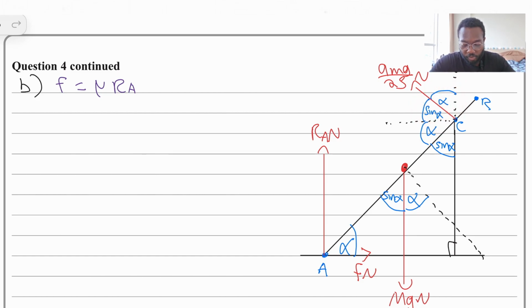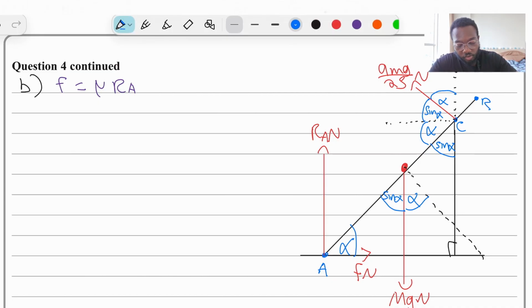And now using that, we can work out what our frictional force is going to be. One thing I'm going to do is write down what our sine alpha and cosine alpha values are, because we're probably going to need them later. So from the previous question, we know that sine alpha is equal to 4 over 5, which makes cosine alpha equal to 3 over 5. And now let's start resolving.